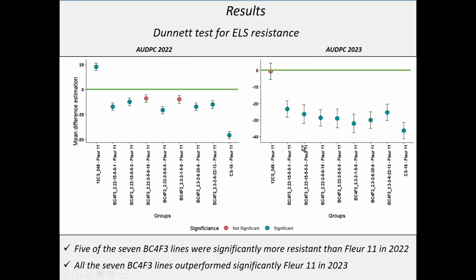As you can see, in general, in 2023, all the lines outperformed flower 11 for ELS resistance because they are all significant. They all have significantly lower values of IDPC than flower 11. The same was observed in 2022, while 2 of the 7 lines didn't show a significant difference with flower 11, even if they have a lower IDPC than flower 11.